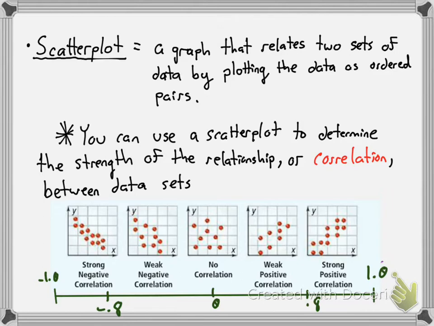And as you can see by this chart, 0 represents no correlation. So if I was plotting those points, I couldn't see any trend. The closer I get to 1, it would be a perfect positive correlation. -1 would represent a perfect negative correlation.